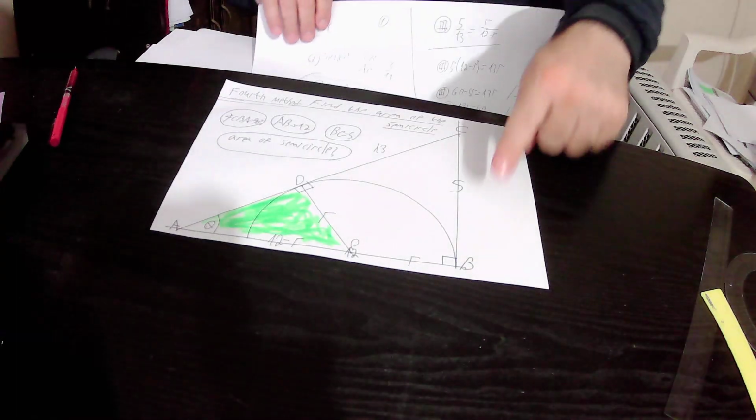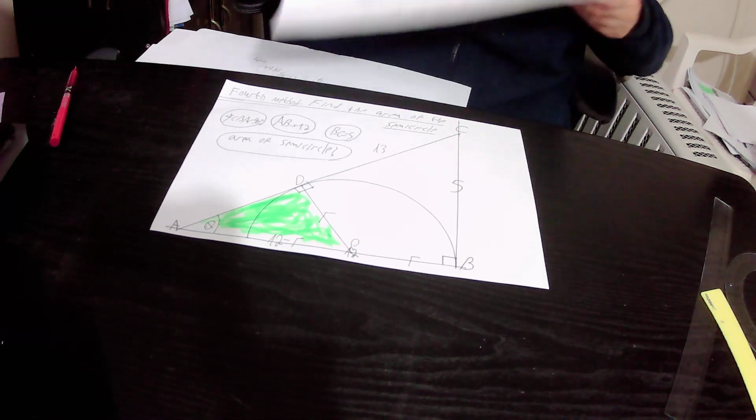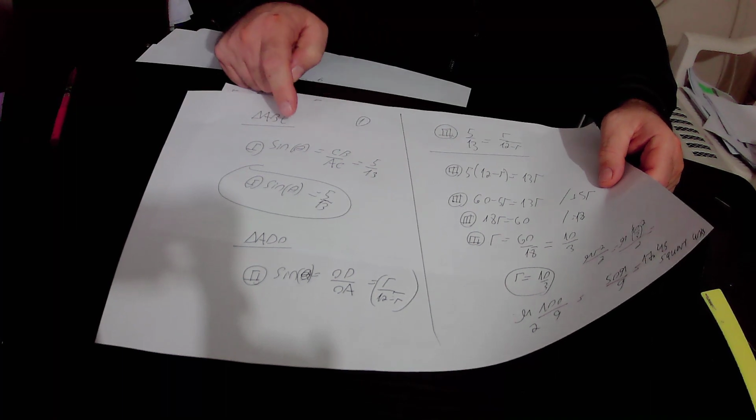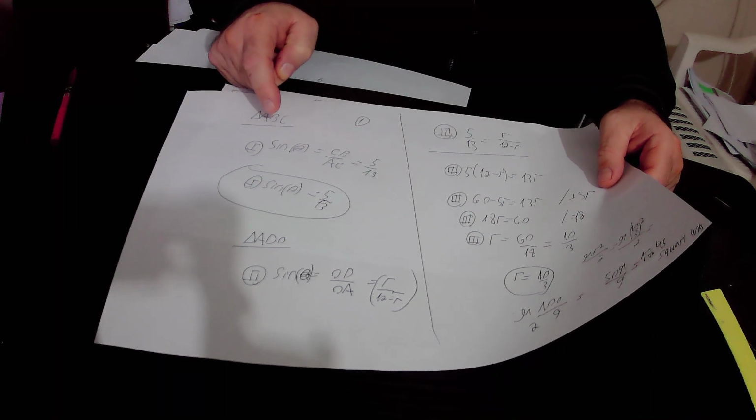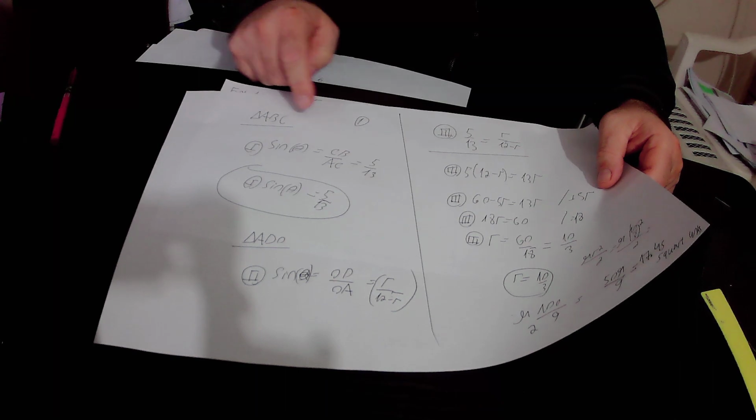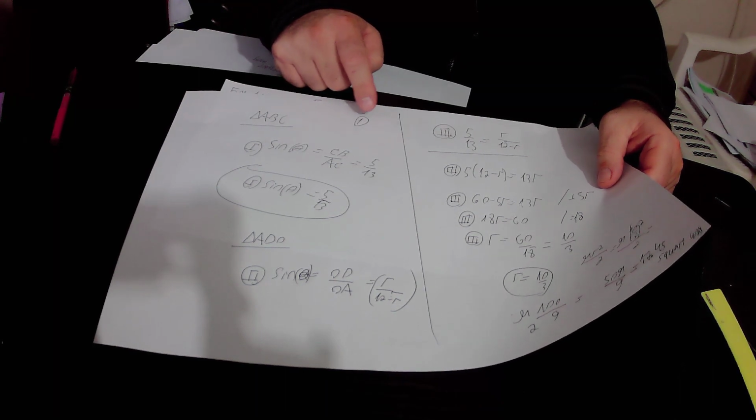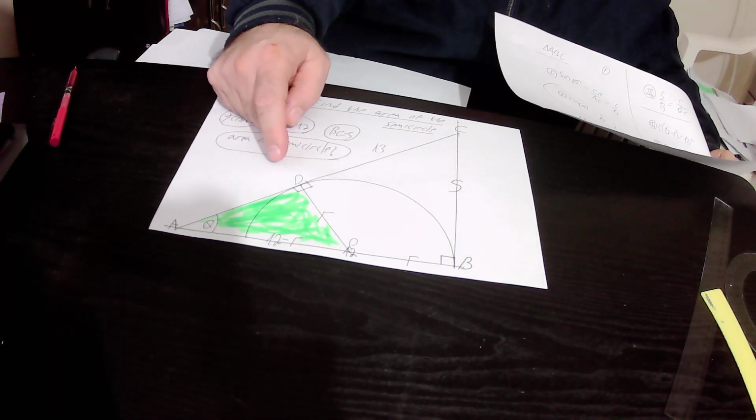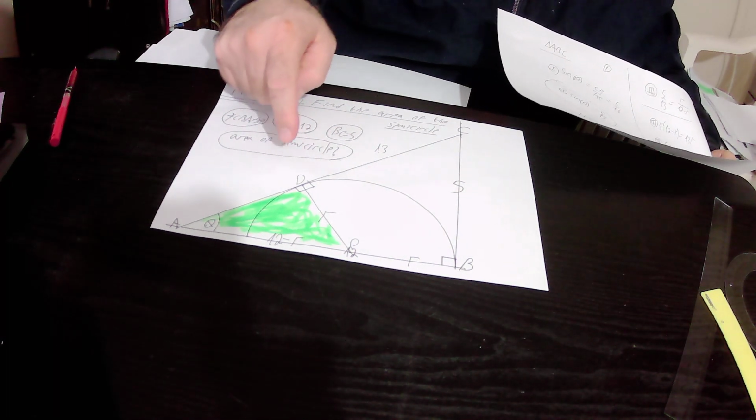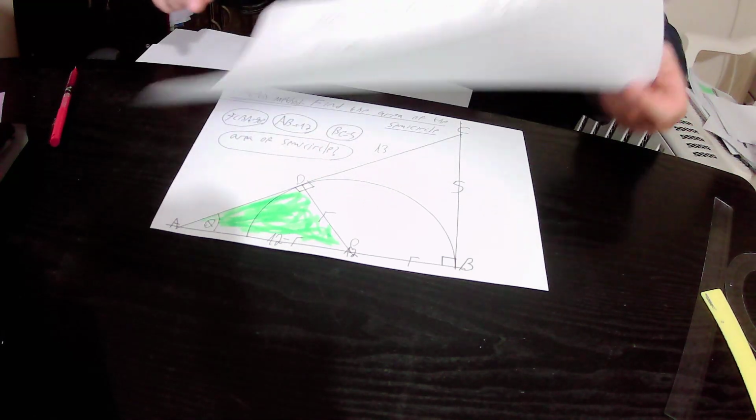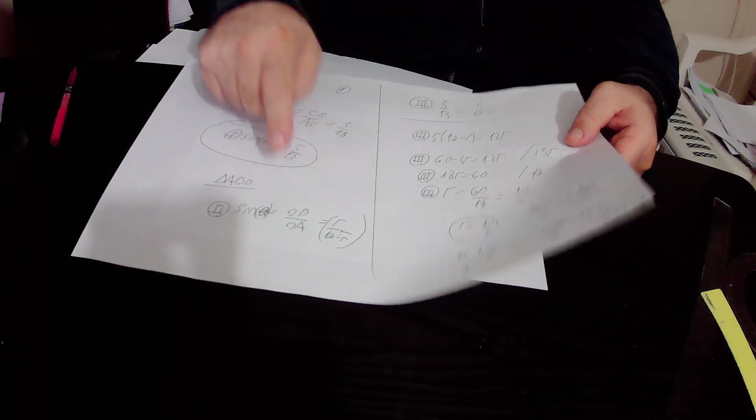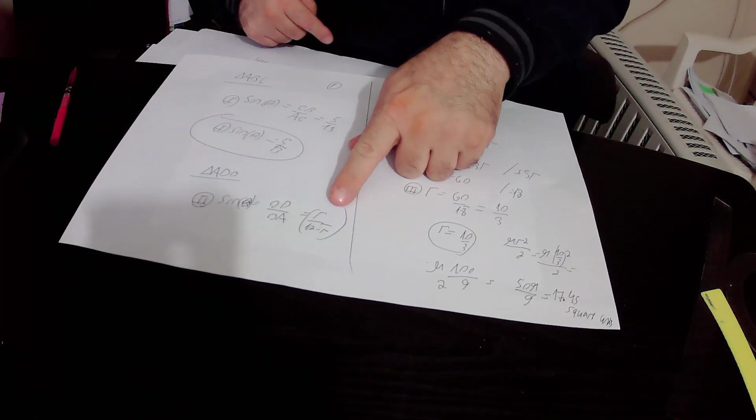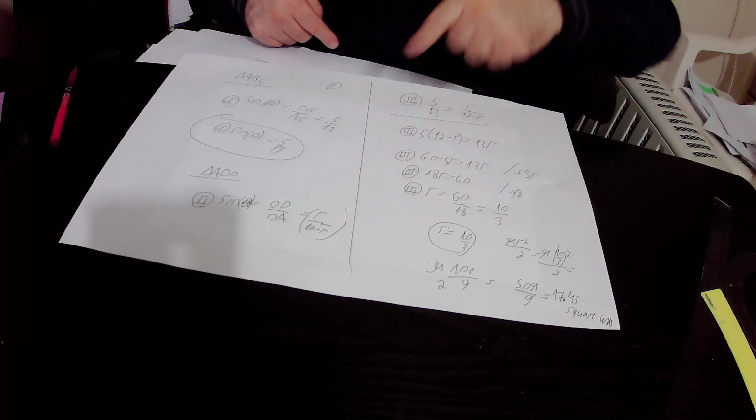CB equals 5 units and AC equals 13 units. So sine theta, according to equation number 1, if we focus on triangle ABC, is 5 over 13. And if we focus on the green triangle, triangle ADO, sine theta will be equal to DO over AO, where DO equals R, and AO equals 12 minus R.